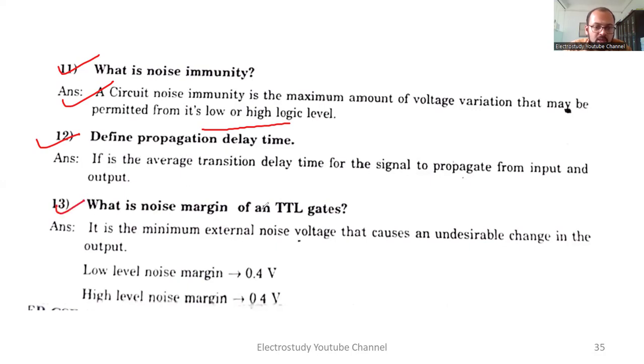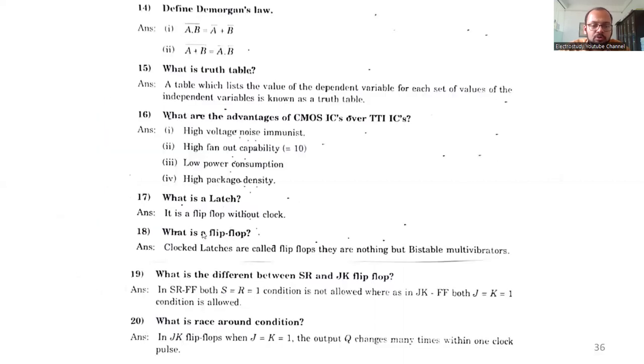So what is the noise margin of a transistor logic gate or logic family? It is the minimum external noise voltage that causes undesirable changes in the output. So remember this, low noise margin will be 0.4 volt, and the high noise margin also will be 0.4 volt. That limit you have to remember. This is one of the important questions. So fan in, fan out, propagation delay time, TTL family, ECL family. Those basic questions you need to remember. So moving on to further discussion.